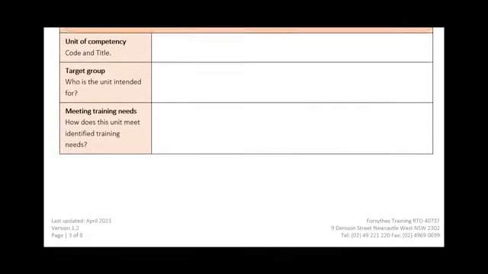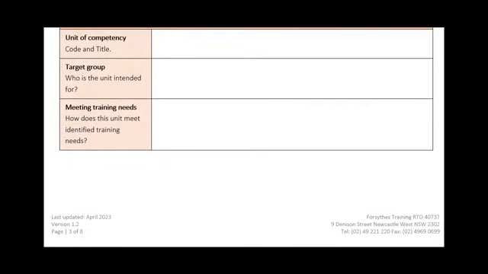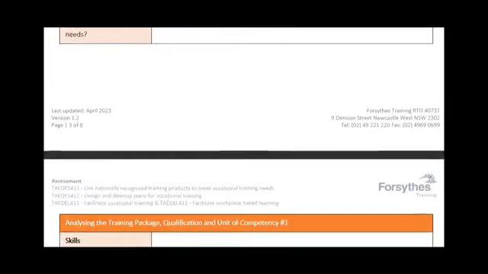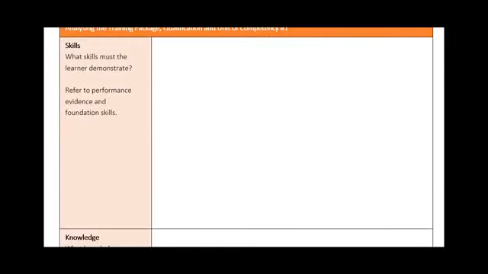And then for analysing the unit of competency, the unit code and title of one of those units that most matches one of those topics that you think you might be presenting in one of the future courses, future sessions in this particular cluster. Who the target group would be, how you're going to meet the training needs, and then from there, what sort of skills must the learner demonstrate? In other words, what sort of things would they have to do?